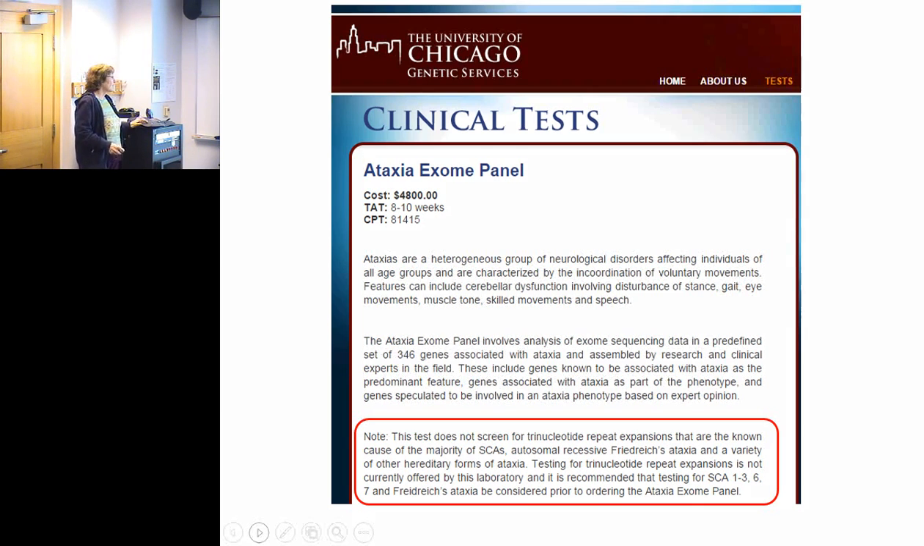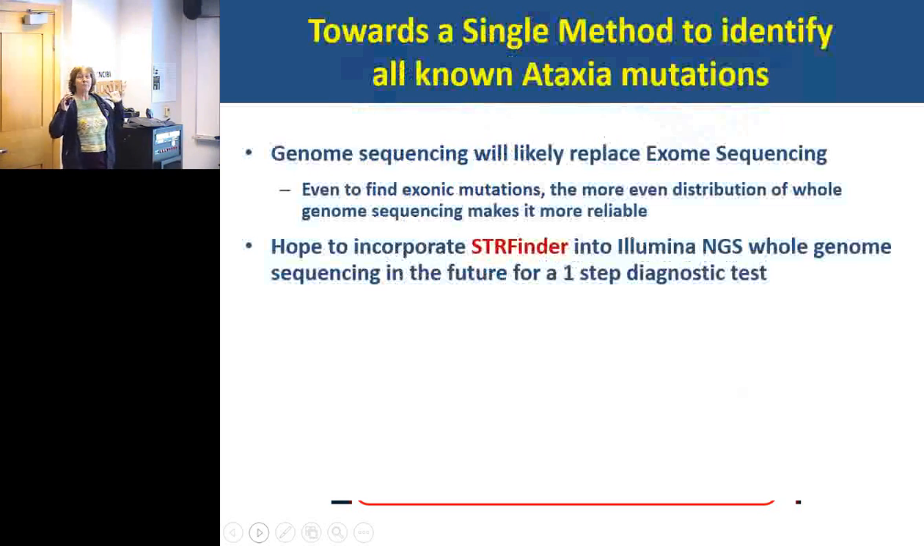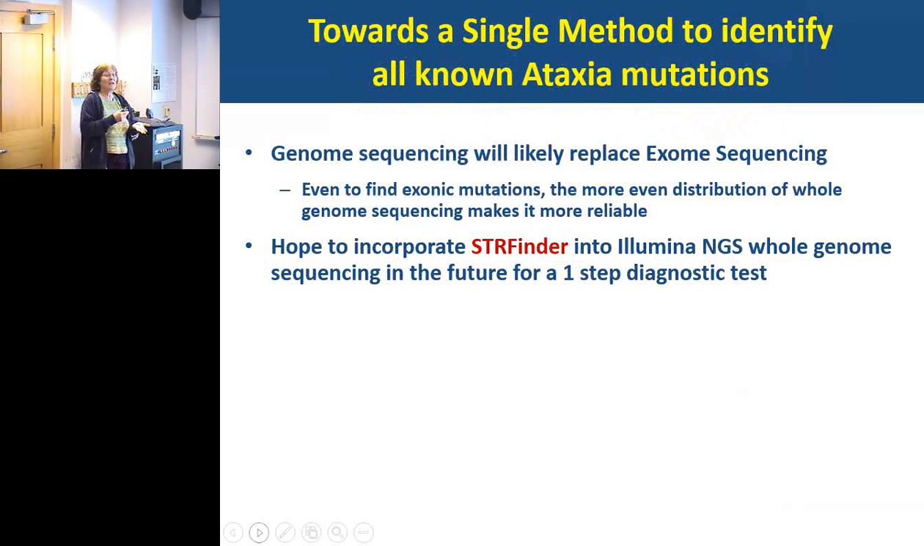So what we would love to be able to do is combine the exome sequencing, which will probably be replaced by whole genome sequencing, with STR Finder, so that in the future there will be one-stop shopping. You send your DNA to Summa or to someone else, and STR Finder finds if there are any repeats.